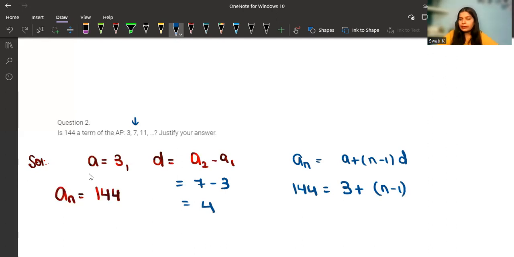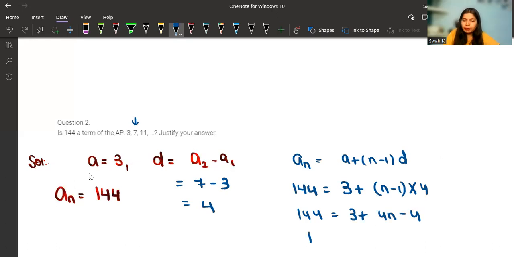Similarly, if you do 11 minus 7, you'll get 4 only. It's a common difference. So A2 minus A1, A3 minus A2, you'll get the same, that is 4. Now this is, of course, going to be 144 equals 3 plus 4 into n, which is 4n, and minus 1 into 4 is minus 4.